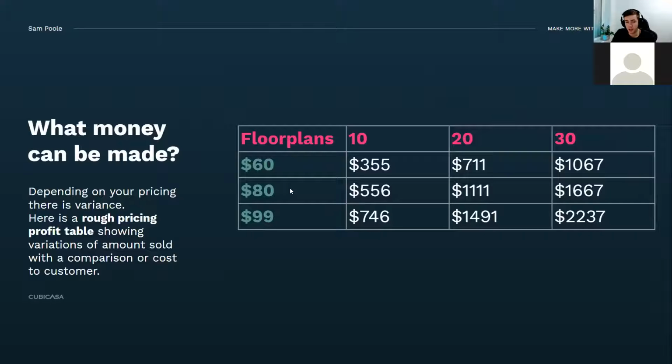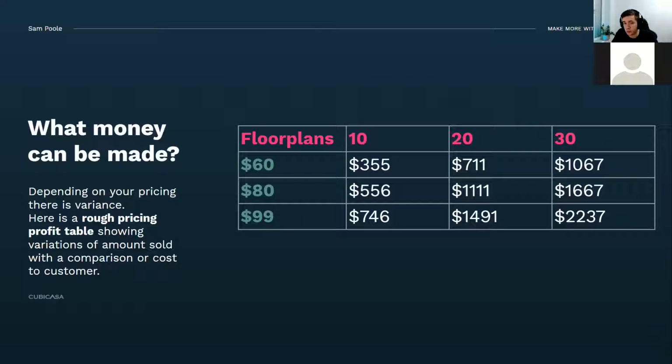So what money can be made? Here's a smaller graph, which I can explain. Depending on your pricing and the volumes that you do, you can create a healthy add-on profit. This is actual profit, and it doesn't account for your time because I'm sure the price for everyone's time is very much different. But if you were to do 10 floor plans at $60, you can earn $355 extra per month. If you were to do 20, you could make yourselves $711 a month. If you do 30, you can make yourself over $1,000.